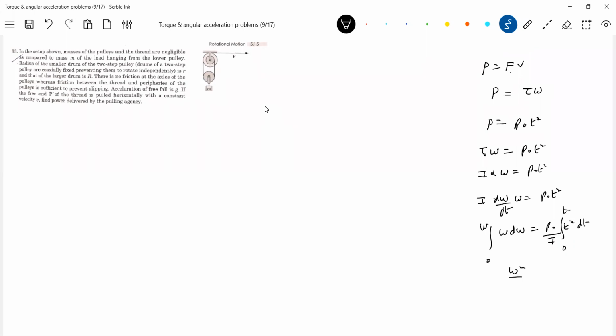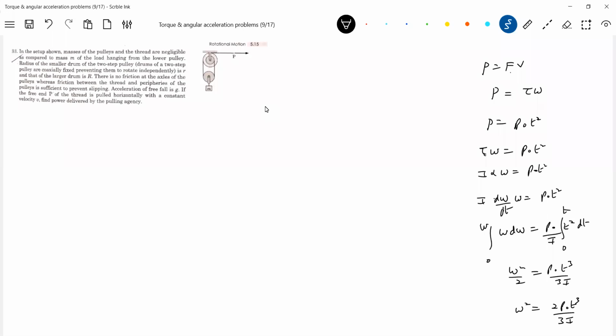So omega square by 2 equals P naught t cube by 3I. So what is the angular velocity? Omega square equals 2 P naught t cube by 3I. Like this, the angular velocity as a function of time will come.